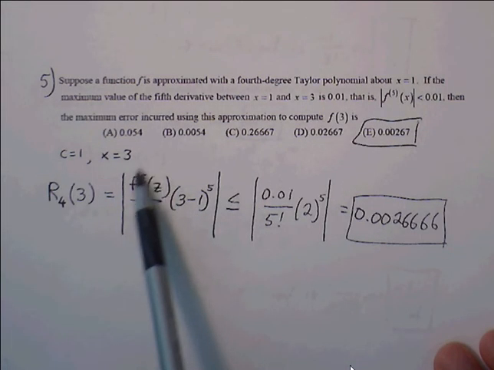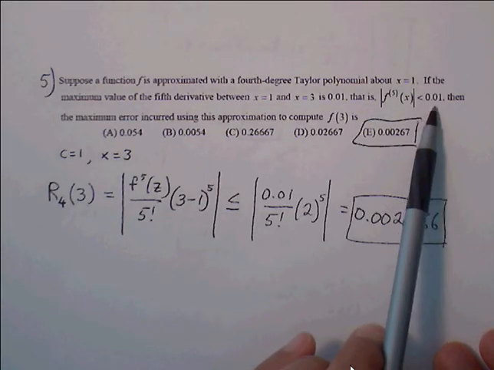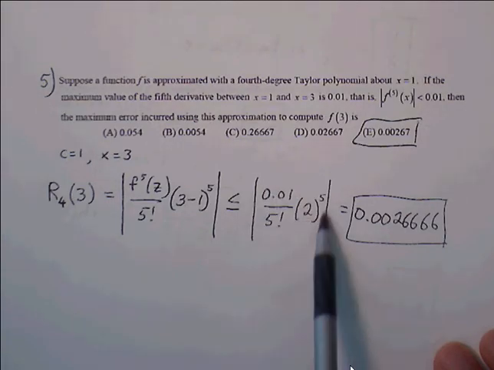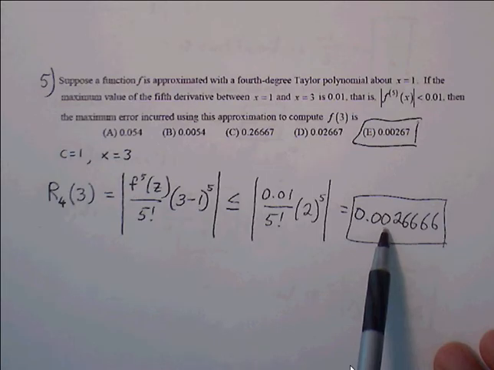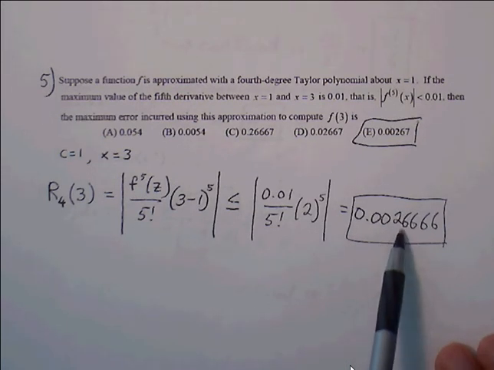So we know that the 5th derivative evaluated at x cannot be any greater than 0.01. So I can replace this value with 0.01, and then we just simplify this expression and see if this error is less than the maximum error for this, which will be 0.00266.